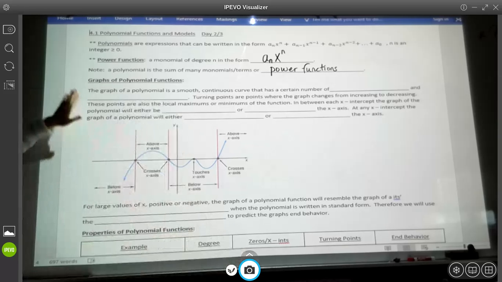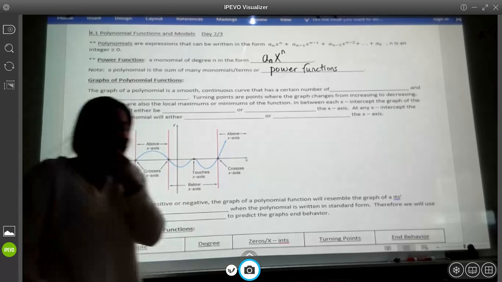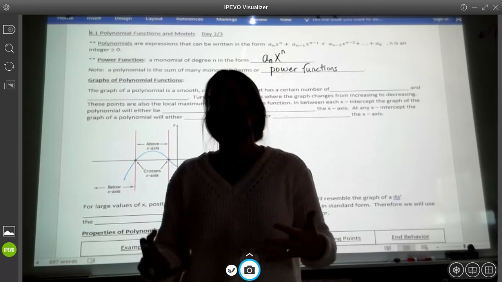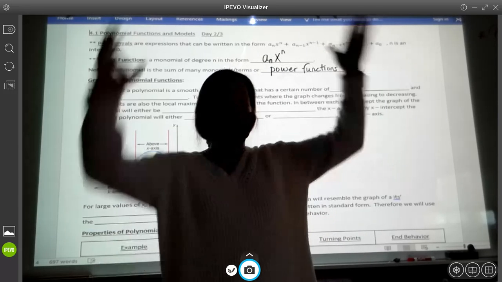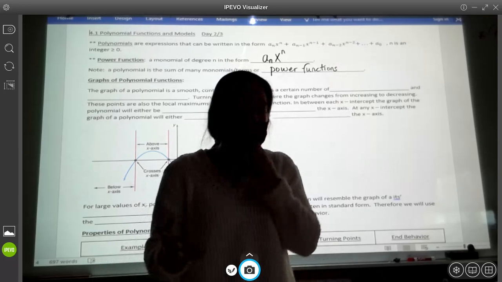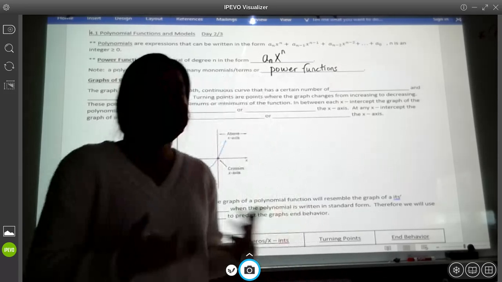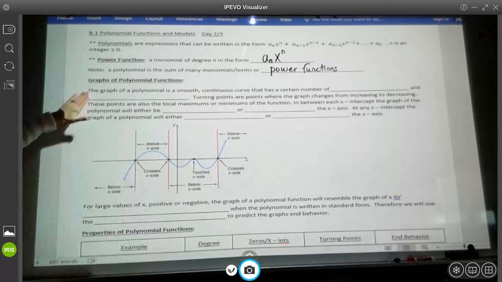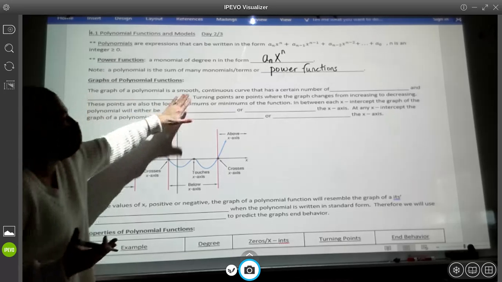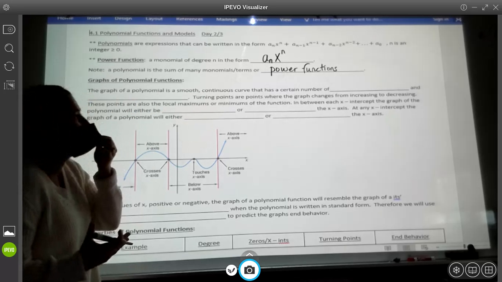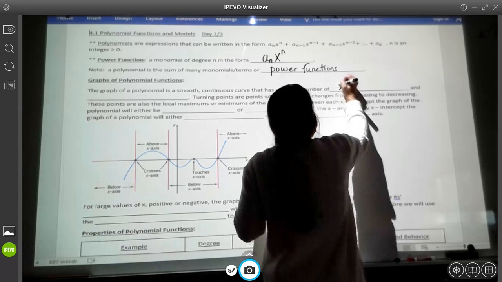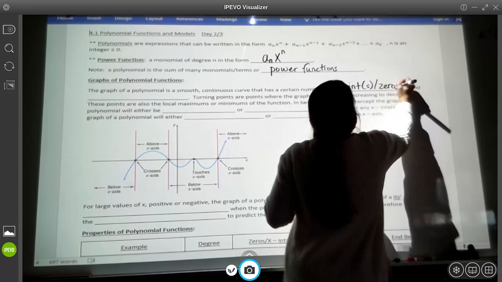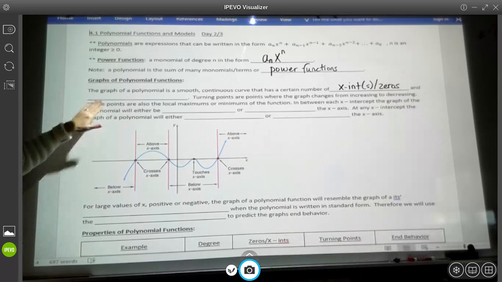Okay? All right, the graph of a polynomial function. I hope you already remember this from last year. Hopefully your teacher was talking about the whole one up, one down, both up, both down, all of that end behavior. That's usually what we depend on to sketch the graph of a polynomial very, very quickly. All right? The graph of a polynomial is a smooth, continuous curve that is always going to have a certain number of x-intercepts or zeros and a certain number of turning points.